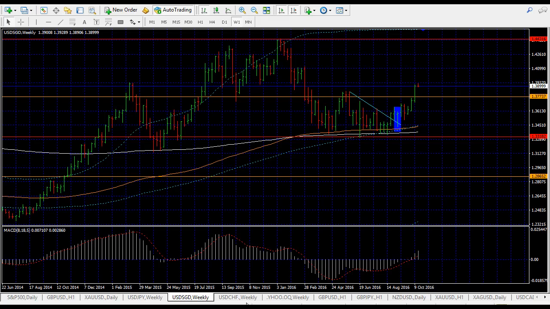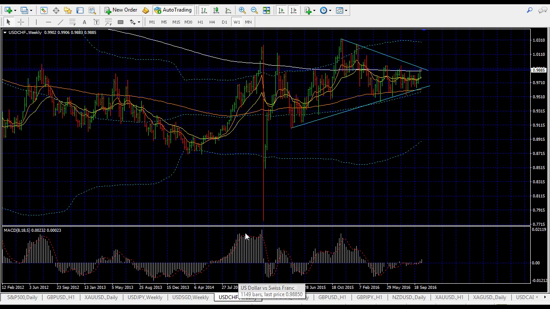All right, and the last pair is the dollar Swiss franc. This is what I did talk about last week. I did draw my line. So as a whole, dollar Swiss franc is in a sideways congestion. It does seem to be breaking out pretty soon.